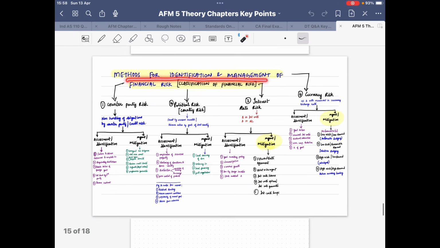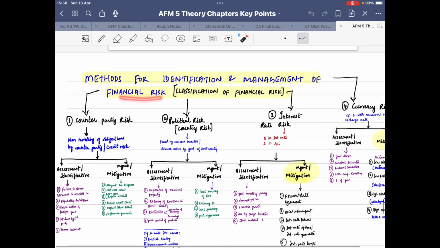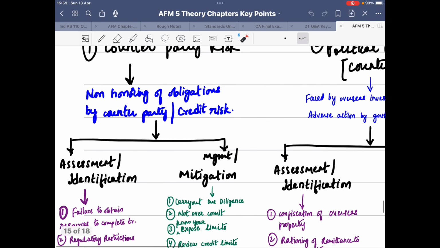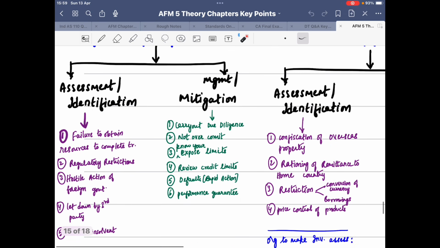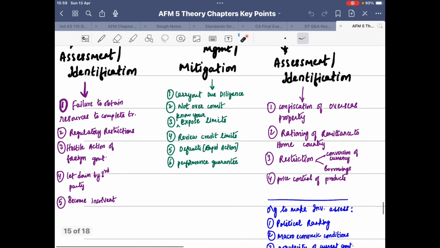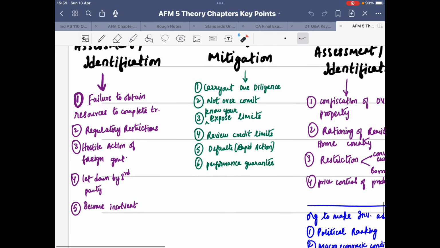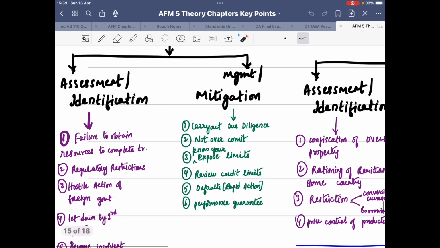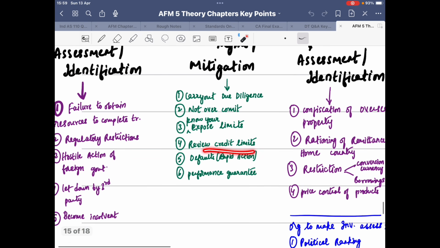Methods for identification and management of financial risk, classification of financial risk. First one, counterparty risk: non-honoring of obligations by counterparty, or credit risk. Assessment or identification: failure to obtain resources to complete transactions, regulatory restrictions, hostile action of a foreign government, let down by a third party, becoming insolvent. Management or mitigation: carry out due diligence, not overcommit, know your exposure limits, review credit limits, defaults, rapid action, performance guarantee.